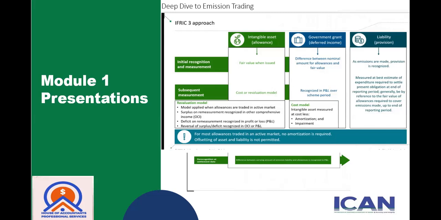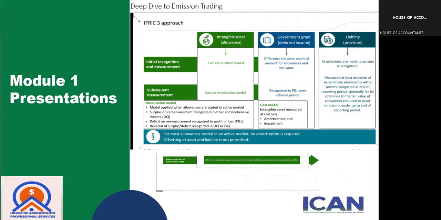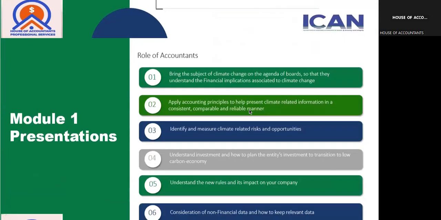Now, in a case whereby this company finished the allocation within a particular period of time, and they still want to increase the production, they can actually go into liability, that is, get that from a third party for them to operate. We are still going to that in detail. I don't want to jump for now. For most allowances traded in an active market, no amortization is required. Offsetting of asset and liability is also not permitted. Okay? Now, let's move on.